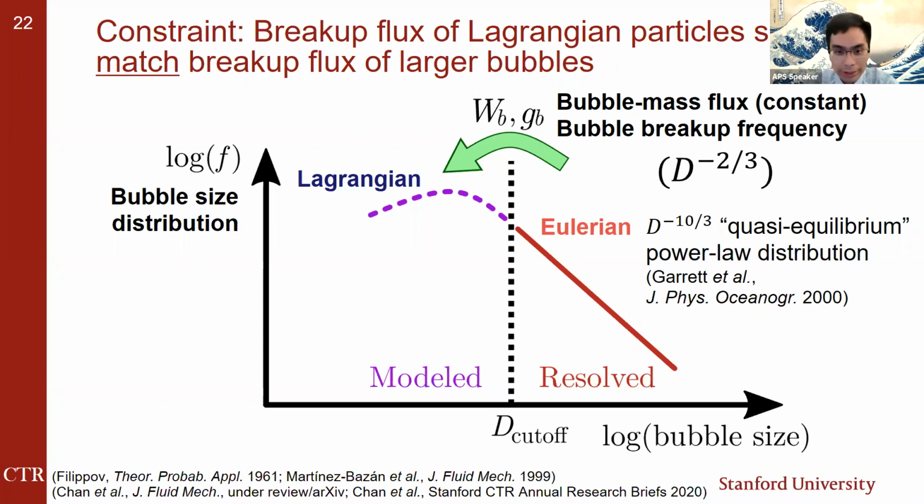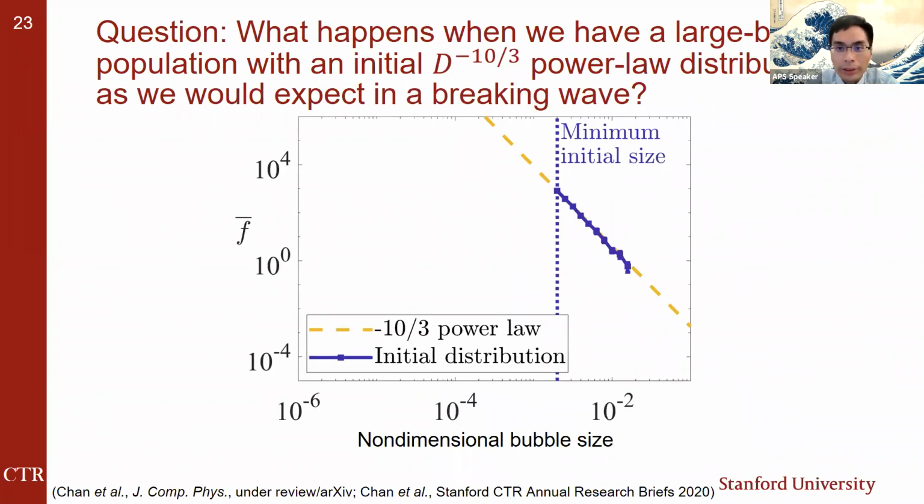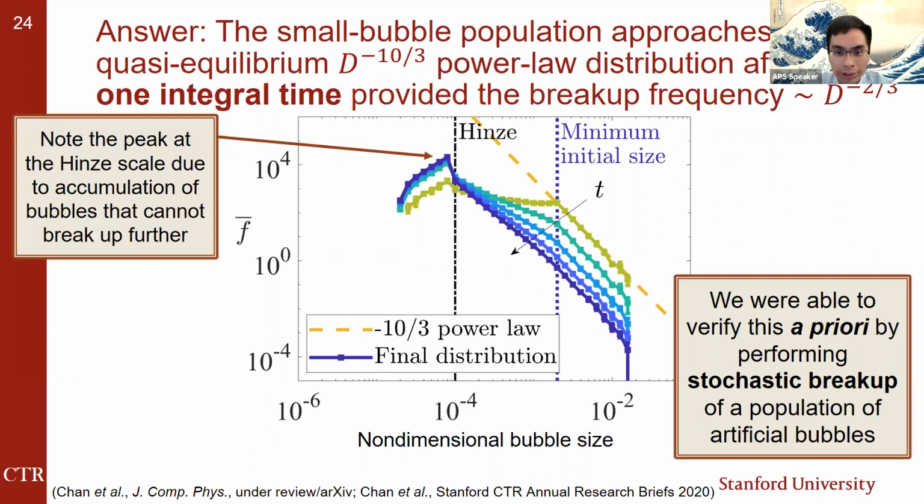At this point, let's ask a question. What happens when we have a large bubble population with an initial d to the negative 10/3 power law distribution, like in a breaking wave? What will happen when we start to break these bubbles up? It turns out that the small bubble population is initially not negative 10/3, as you can see from this olive colored line at the top. But as time progresses towards this dark blue line, eventually, after one integral time, the small bubble population also approaches the quasi-equilibrium d to the negative 10/3 power law distribution.